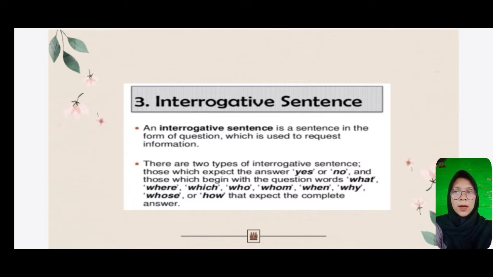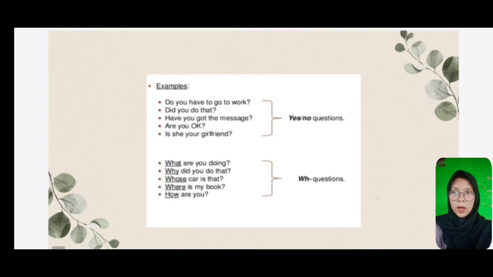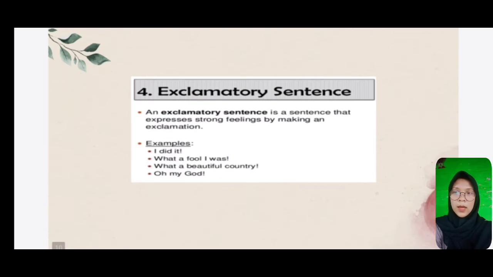Interrogative sentence is a sentence in the form of a question, which is used to request information. Example, yes or no question: Do you go to work? Did you do that? WH question: What are you doing? What did you do?